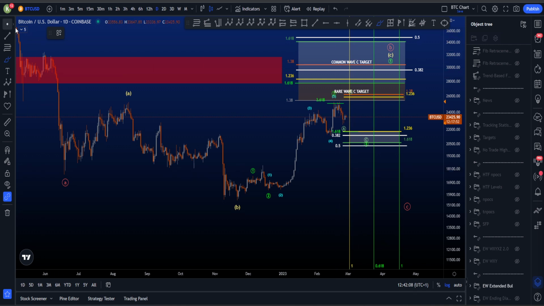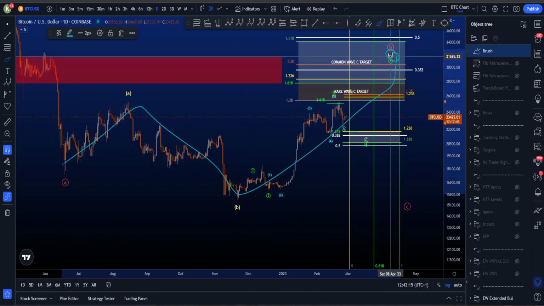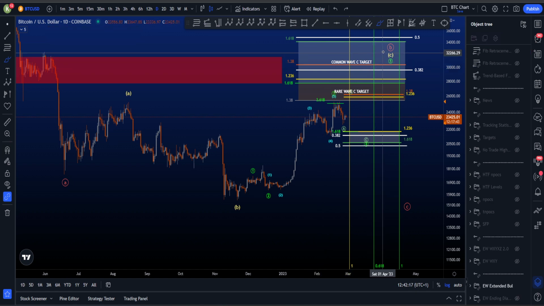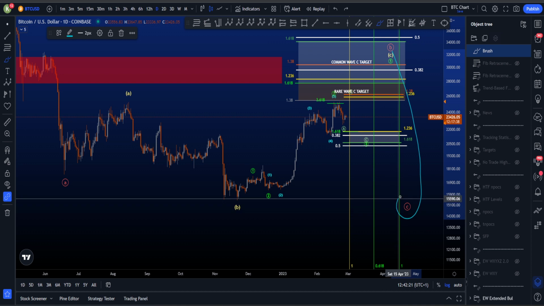So let's start with the high time frame preferred scenario that you see right now, where I'm looking for an A, B, C, this yellow C ending over here in a common wave C target, which is also then the end of this wave B, which then follows to the downside to finish this wave C.